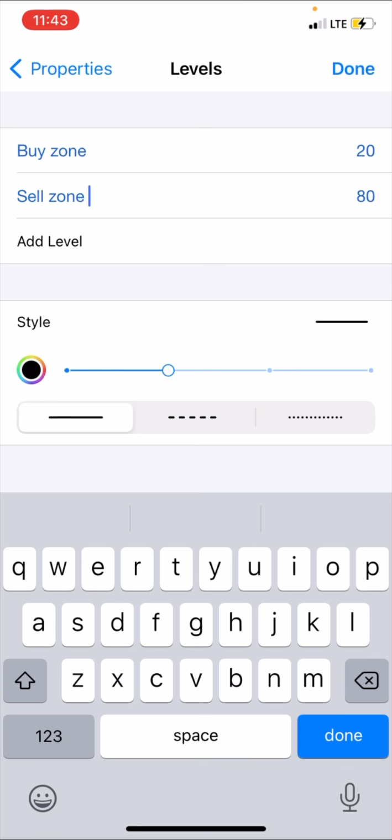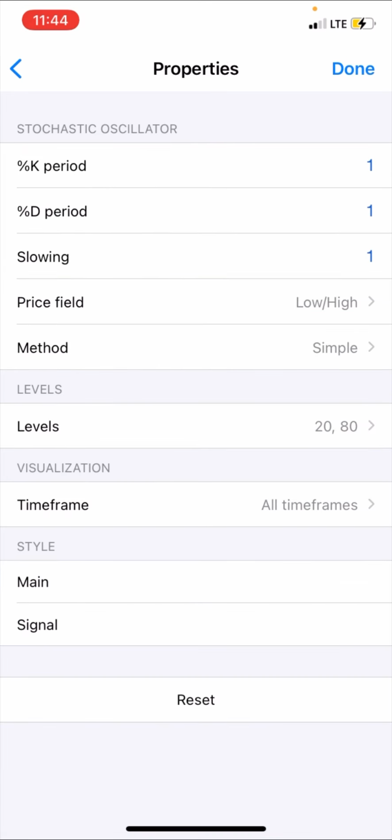But I would really suggest you use the same colors that I'm using on this video. So 2 pixel is fine. You click done when you're done with that, and then leave it at all time frames. All right, this is for visualization. Leave it at all time frames, and please guys, take note of the styling.